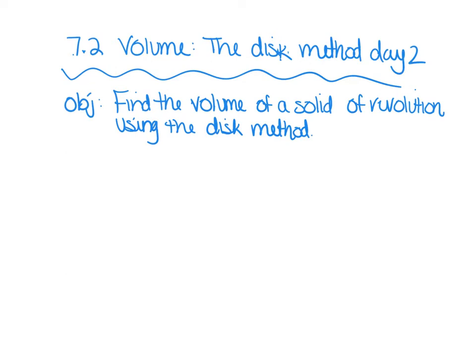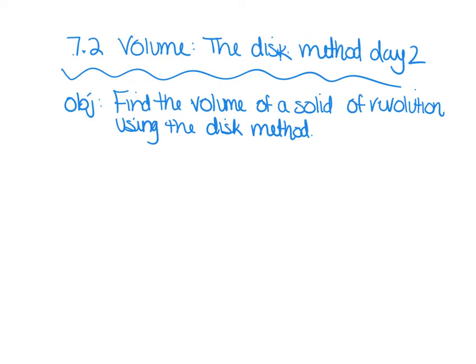All right, so we're on to the disc method day 2. Hopefully yesterday went well for you. The only difference of today from yesterday is instead of revolving around the x-axis or y-axis, it may be that we are revolving around the line y equals 1 or x equals 3. But otherwise, it's still the same process.